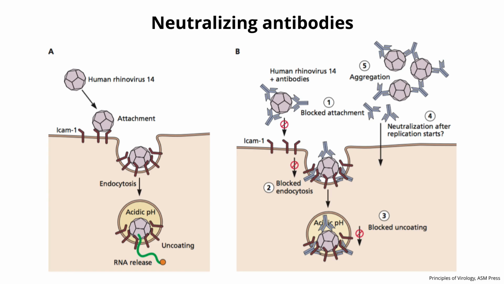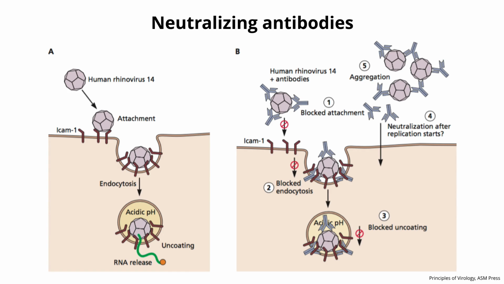Some antibodies will actually allow viruses to bind to cells. So here in the middle, we have an antibody bound. It hasn't blocked attachment to the receptor, but it's somehow blocking endocytosis, so infection stops at that early stage at the surface of the cell.